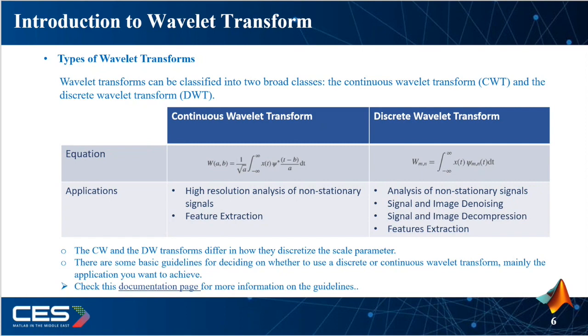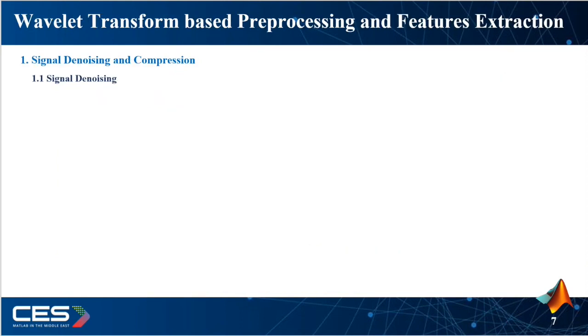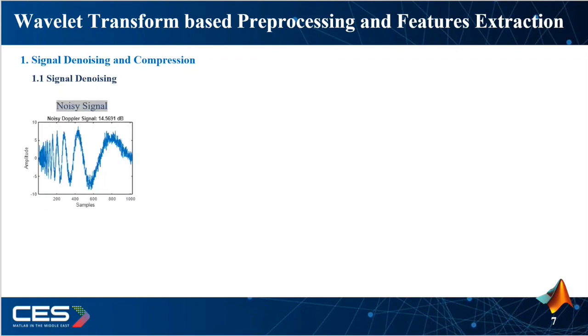Okay, let's now move to the application of the wavelet transform. Some of the applications, okay? So the first one is signal denoising and compression. We will look first at signal denoising. I have a noisy signal, okay? And I want to filter out the unwanted parts of the signal, okay?